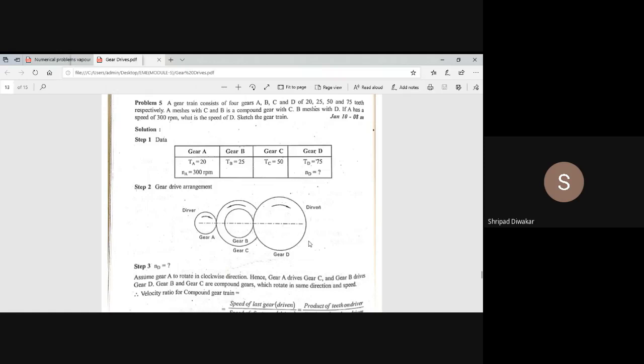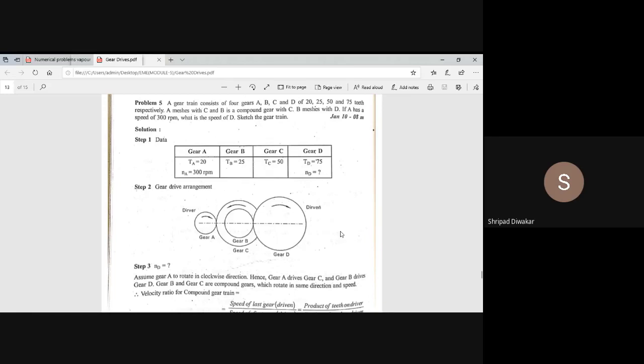So the sketching is most important in the case of gear drive. You have to show circles according to the number of teeth and according to the meshing. This is the diagram of the compound gear train, and it is important.